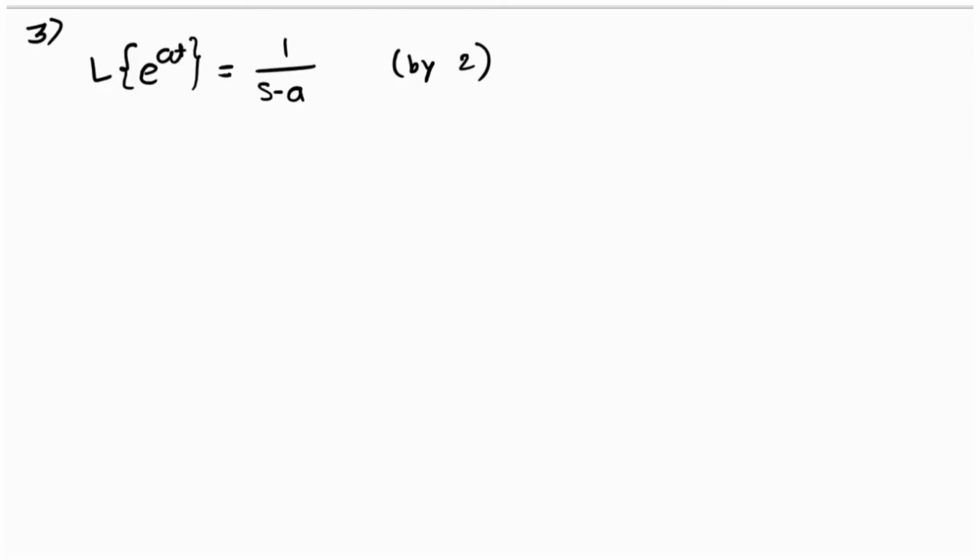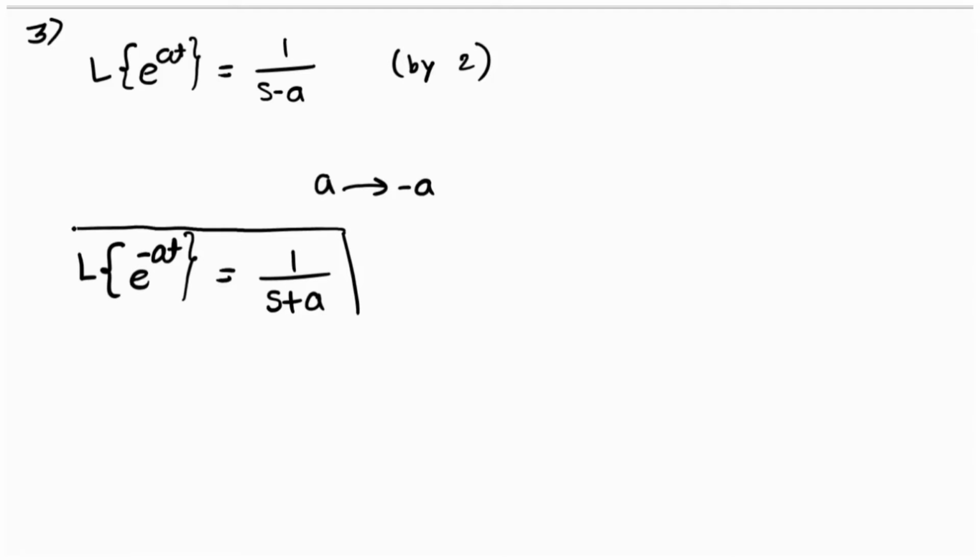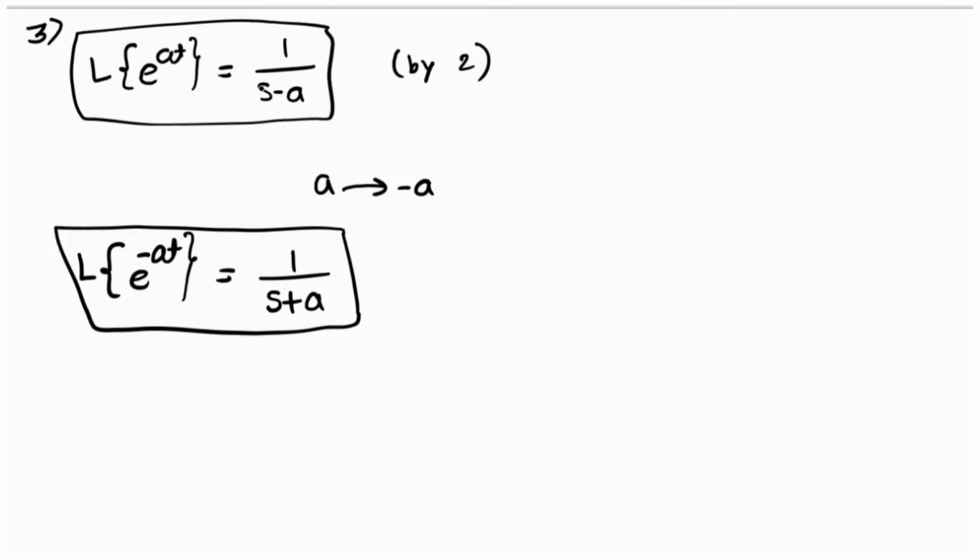Here, a is a constant. a is any constant: 4, 5, 6, anything. So instead of positive a, if I write minus a, it is e raised to the power minus at. Replace a by minus a throughout, and the right side becomes 1 upon s plus a. So when the power of e is positive, we subtract a from s, and if the power is negative, we write s plus a.